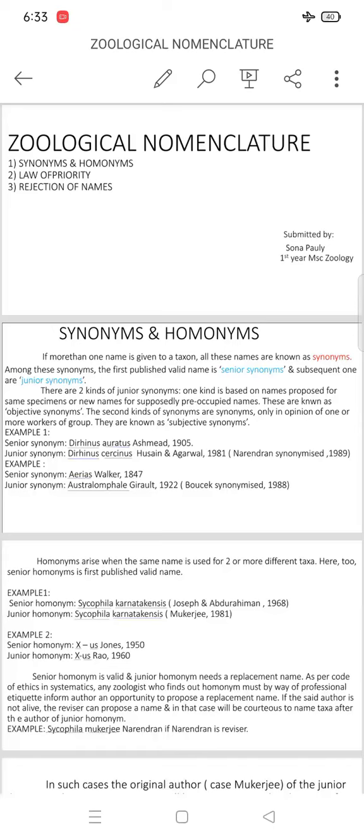Good morning to all. Today we are going to discuss the module Zoological Nomenclature. In this module, my topic is synonyms and homonyms, law of priority. Then the third one is rejection of names. First one is synonyms and homonyms.